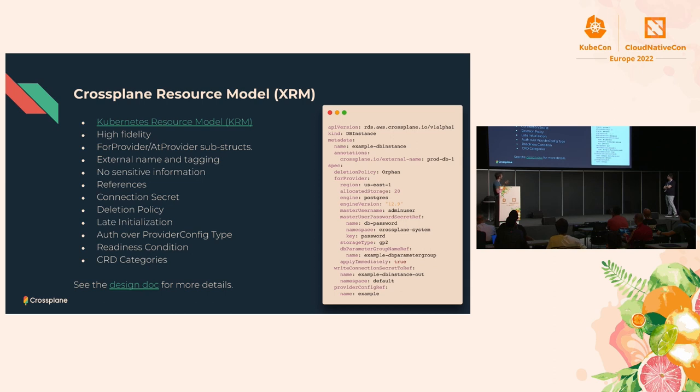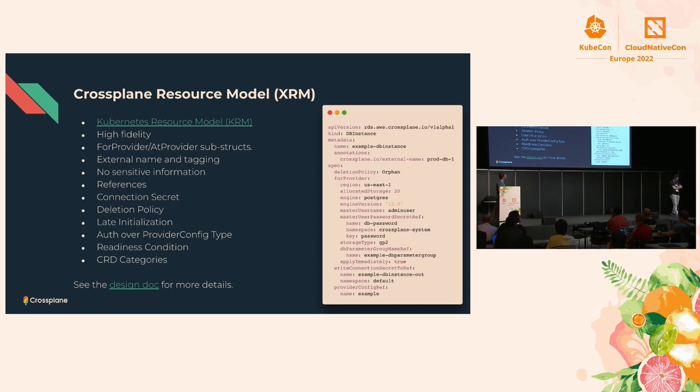So it has to show all knobs and toggles. And in the status, it should show everything that you can't configure, like the health of the DB instance, for example, or the URL generated by the cloud provider. And then there are other features, like forProvider and atProvider.